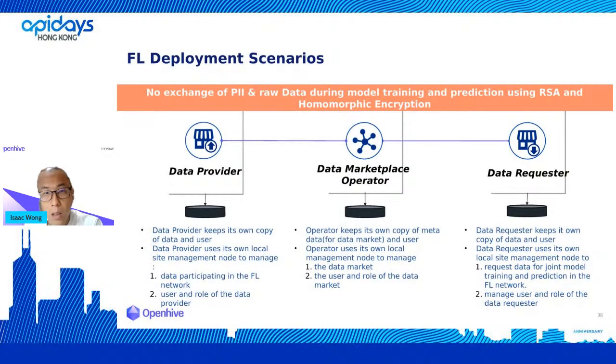Having said that, the deployment is very simple. Enterprises need to install at most one to two software instances, like the computation nodes, or possibly the data market operator node, to make the data collaboration happen.